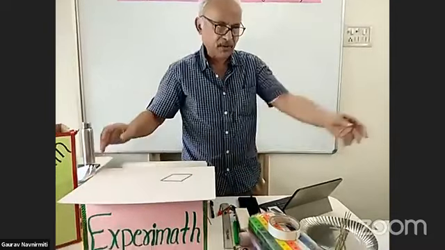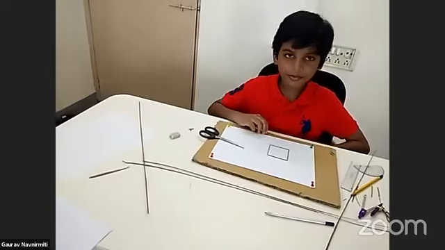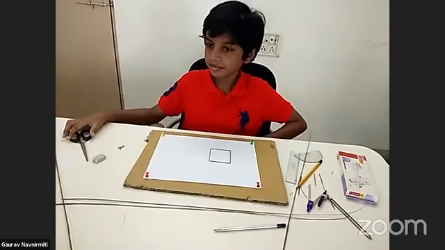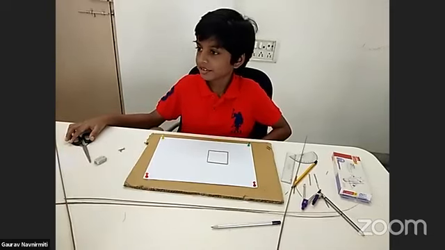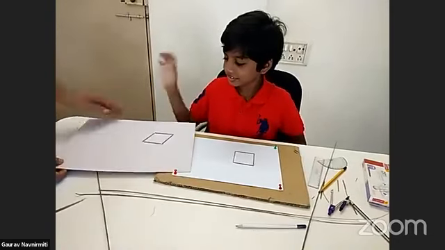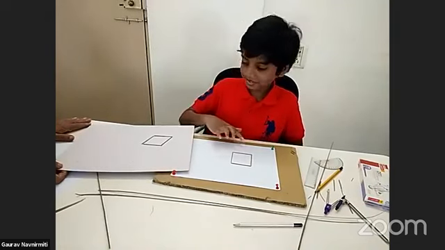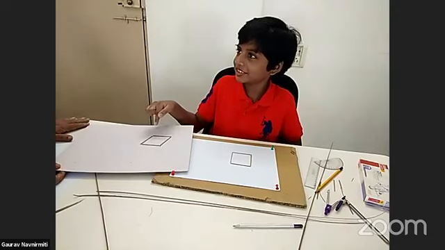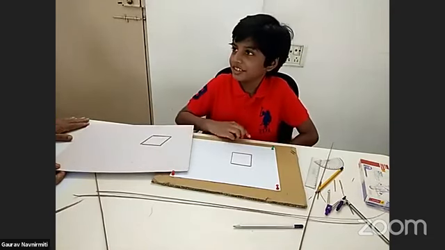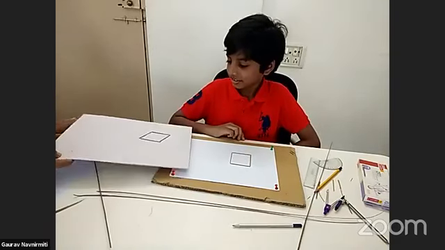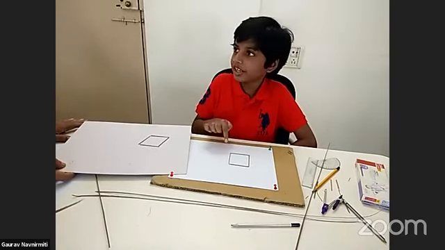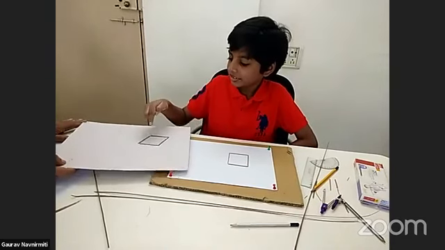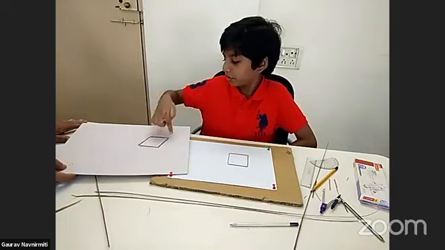And can we have the camera on what Arnav has made? I will keep mine next to what he has made. Are they the same? No, this is a square and this is a rhombus. Right, so they are different. The rhombus has different angles, whereas the square has 90 degree right angles. A rhombus has acute angles here and obtuse like this.